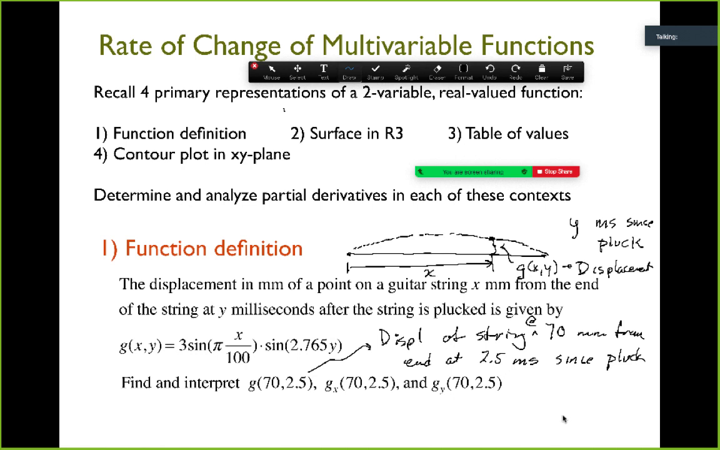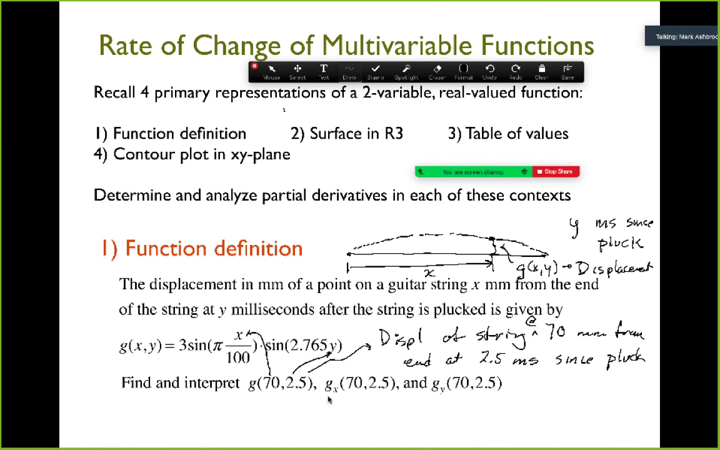Okay, and then how would we get that? Well, you just plug 70 in for x, you plug 2.5 in for y, and you crank it out, right? You all know how to evaluate functions. Now you just have two different variables that you're plugging in rather than one. That will give you a number, and that number will mean the displacement of the string at 70 millimeters from the end, and 2.5 milliseconds since we plucked it, okay?